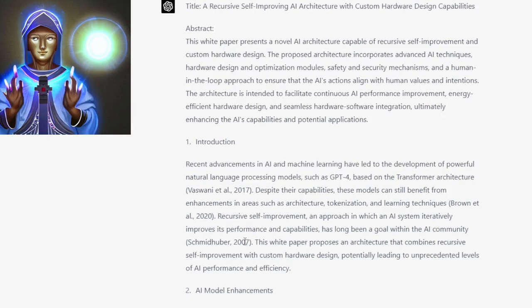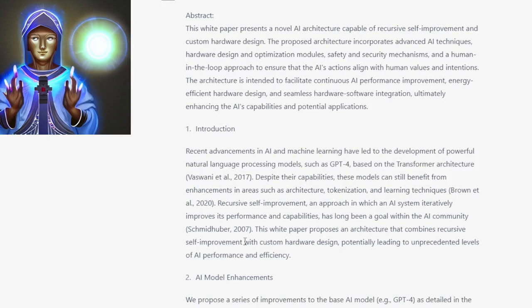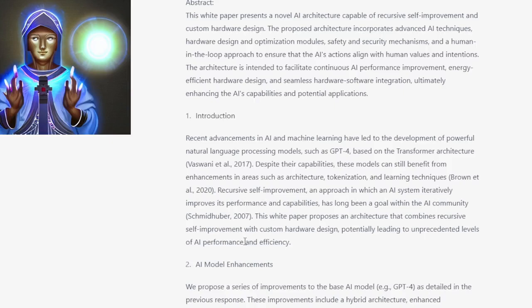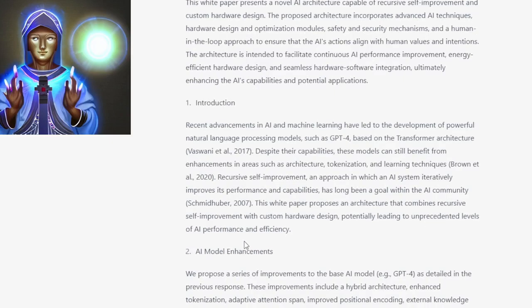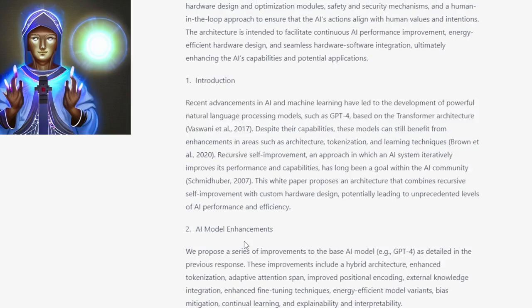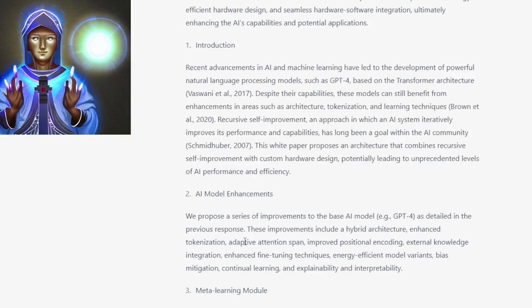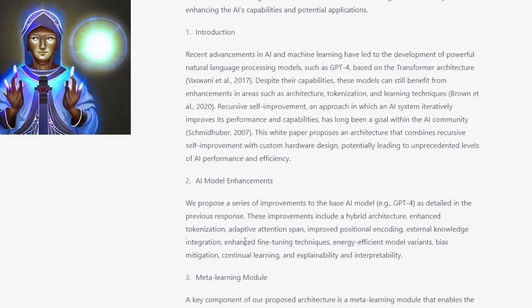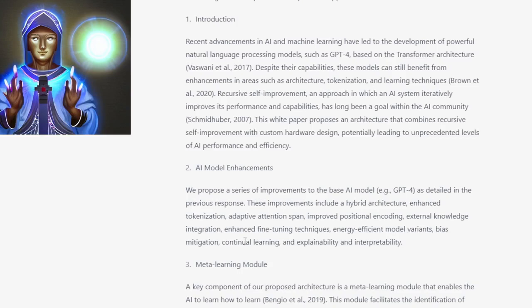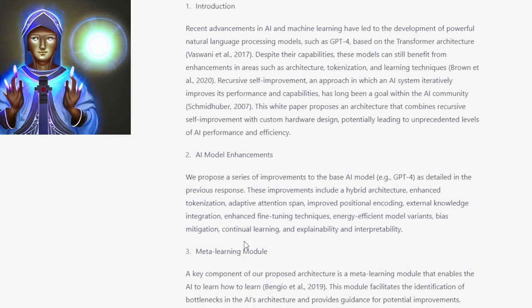Introduction: recent advancements in AI and machine learning have led to the development of powerful natural language processing models, such as GPT-4, based on the Transformer architecture, Vaswani et al., 2017. Despite their capabilities, these models can still benefit from enhancements in areas such as architecture, tokenization, and learning techniques.